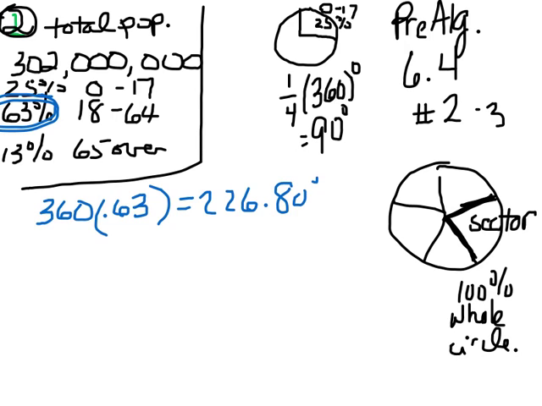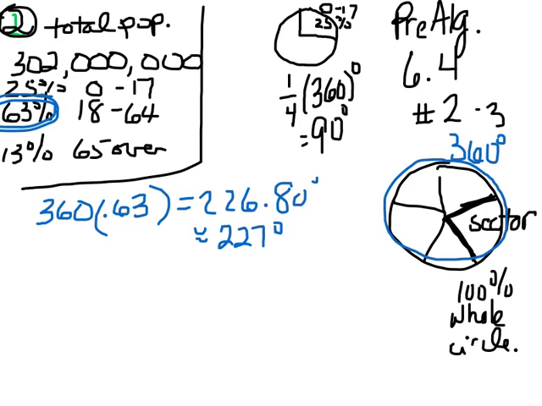226.80 degrees. So a whole circle is 100%, but all the way around a circle is actually 360 degrees, and that's kind of how they're having us do this problem. They weren't real specific about saying put this in degrees, but that's what we're going to do here. All right, so 226.80 degrees. We're going to round that to about 227 degrees.